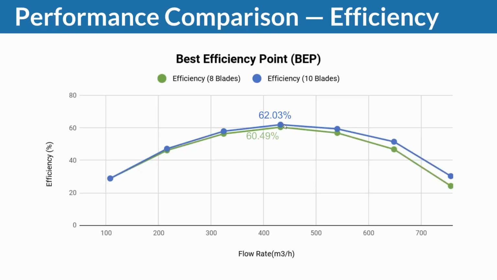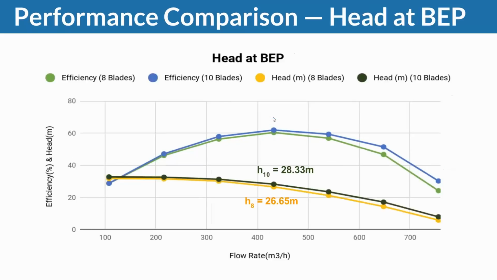Keeping in mind that the total amount of energy we would need to supply is also higher. So it's not that we found the best pump. It's just that we can really understand its performance characteristics. Best efficiency point seems to be roughly north of 400 cubic meters per hour for both pump designs. If I plot this over the head curve, so head over flow rate and efficiency over flow rate, we can see that at this best efficiency point, we would have a head for the 10-blade pump of a little bit north of 28 meters, and for the 8-blade pump a little bit north of 26 meters.